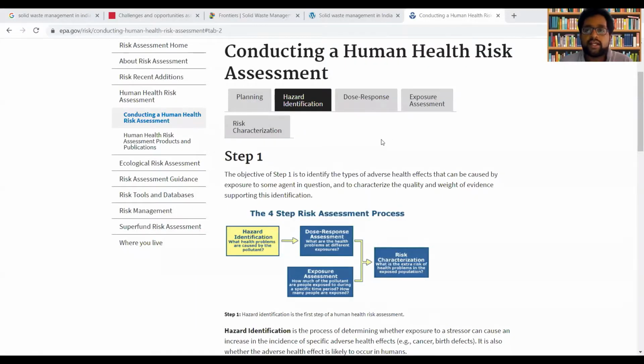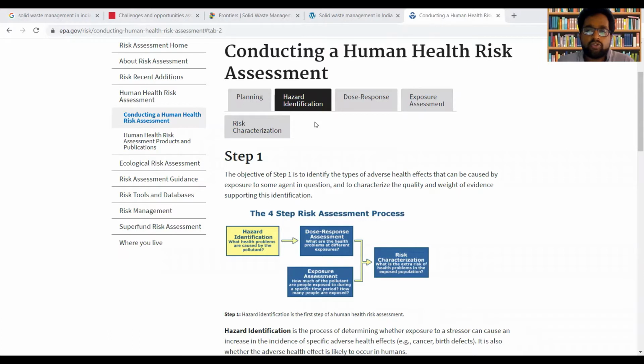So we have seen the planning phase. Now we are moving on to the next stage, that is the hazard identification. So how is the hazard identified in a human health risk assessment? For conducting a human health risk assessment, the different steps include planning, hazard identification, dose response, exposure assessment, and risk characterization. The planning stage is already completed. Now we move on to the hazard identification.